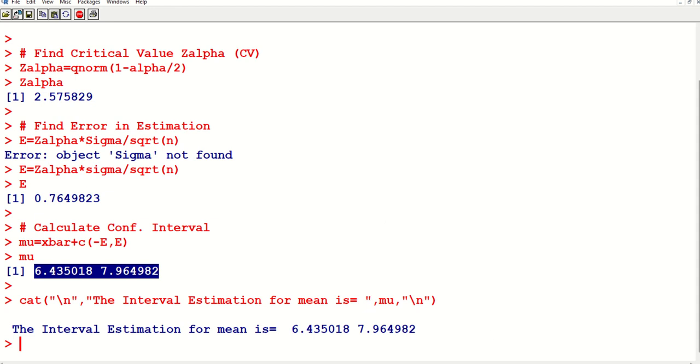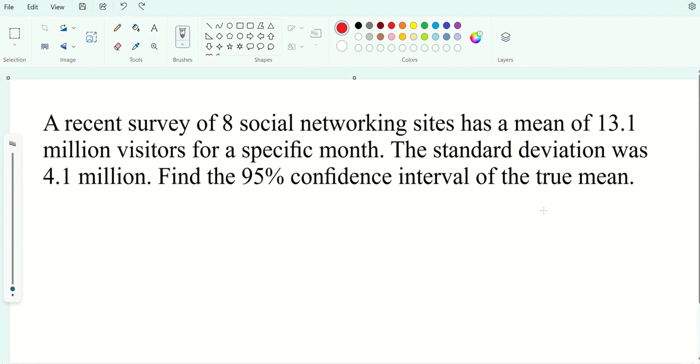Now, if we read question number two: a recent survey of 8 social networking sites. How many? It is 8. n is equal to 8, and this is less than 30. So which distribution will we use? We will use the t-test here.